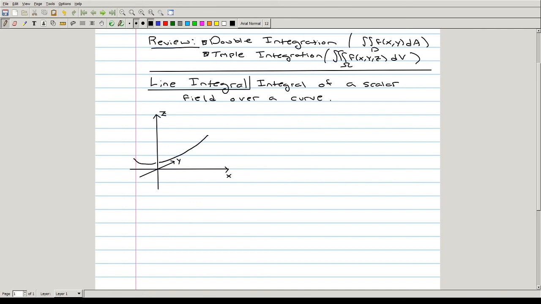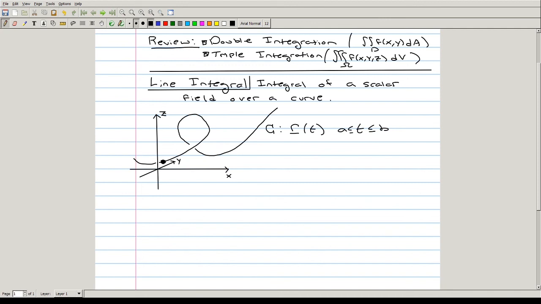So the curve comes up like this, and then maybe loops around, maybe continues up like this. And we've seen how to define a curve in terms of its parameterization. We can parameterize the curve in general in terms of some parameter t, where t maybe ranges from a to b.